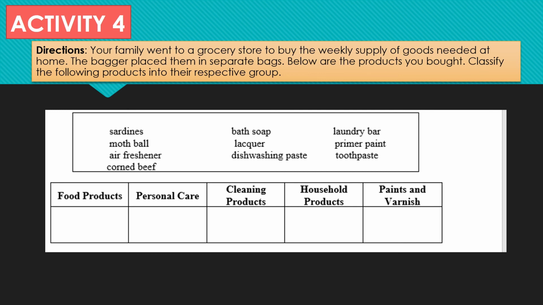For your activity number 4, here's what you're going to do. Imagine your family went to a grocery store to buy the weekly supply of goods needed at home. Then the bagger placed them in separate bags. Below are the products you bought. Classify the following products into their respective groups. You do it now.